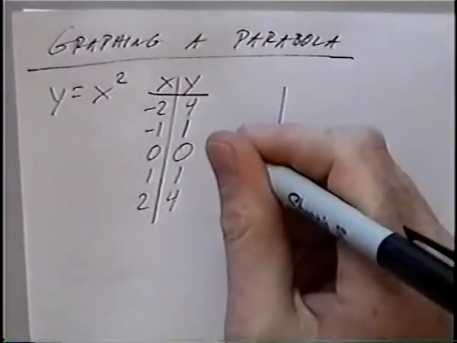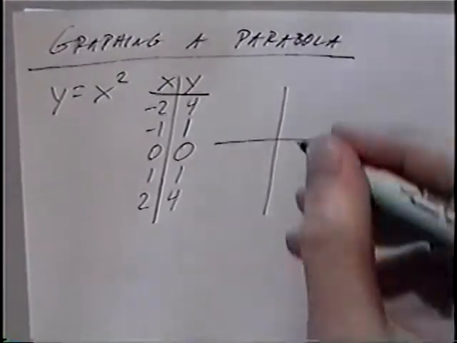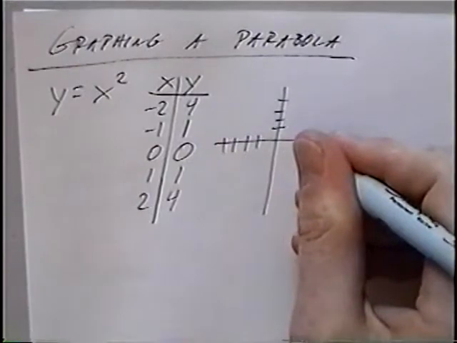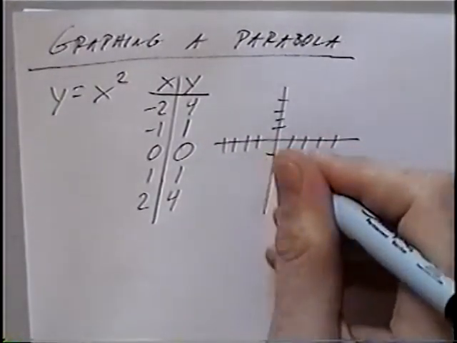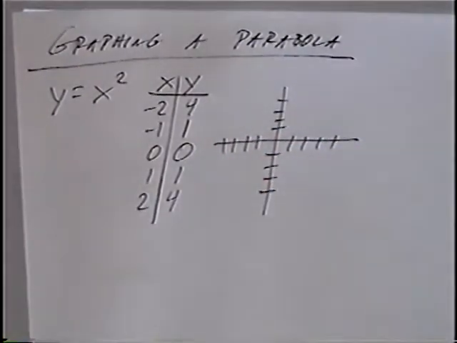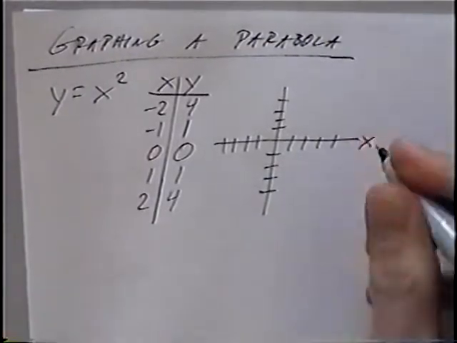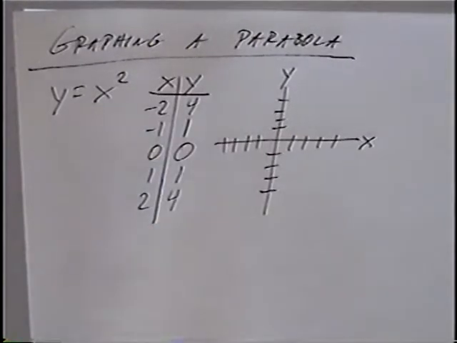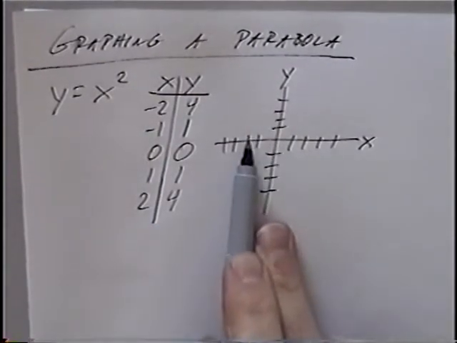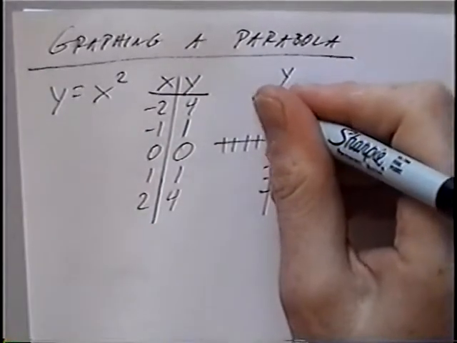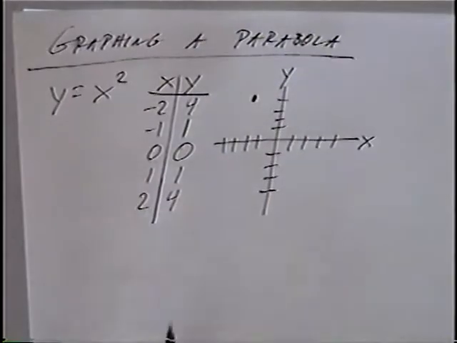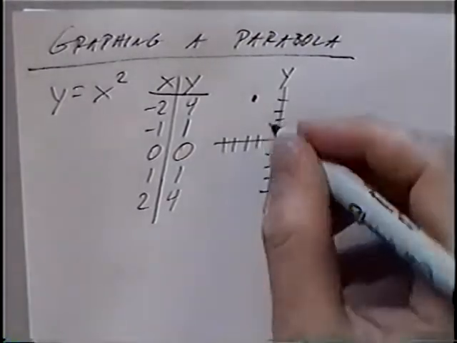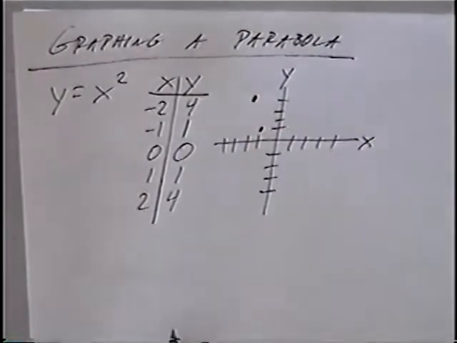Graphing these points, our biggest y value is 4, so we can go 4 spots in each direction. The x-axis again goes left and right. The y-axis goes up and down. First point, -2, 4. -2 is 2 spots to the left. +4 is 4 spots up. Next point, -1, 1. -1 is 1 spot to the left and 1 spot up.